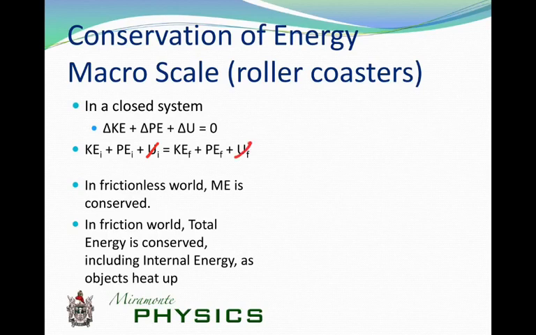In a frictionless world, then we'd say that these two things go away. You don't have a change in internal energy. So we say mechanical energy is conserved, which is just kinetic and potential. But in most cases we do have friction, so the total energy is conserved, which would include internal energy as an object heats up. But what affects the change in internal energy?